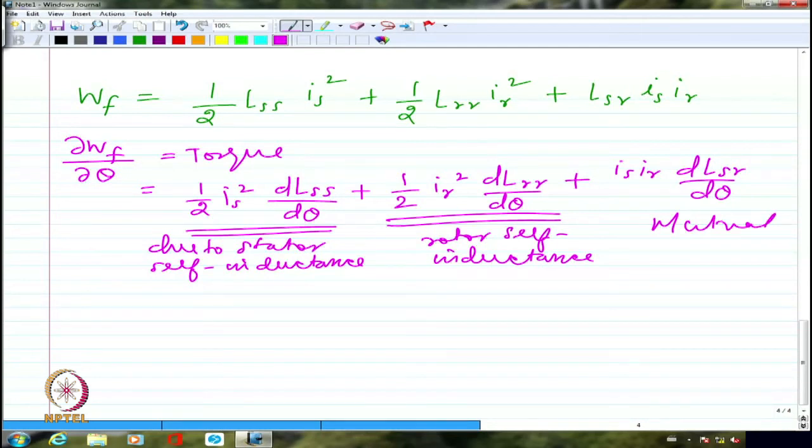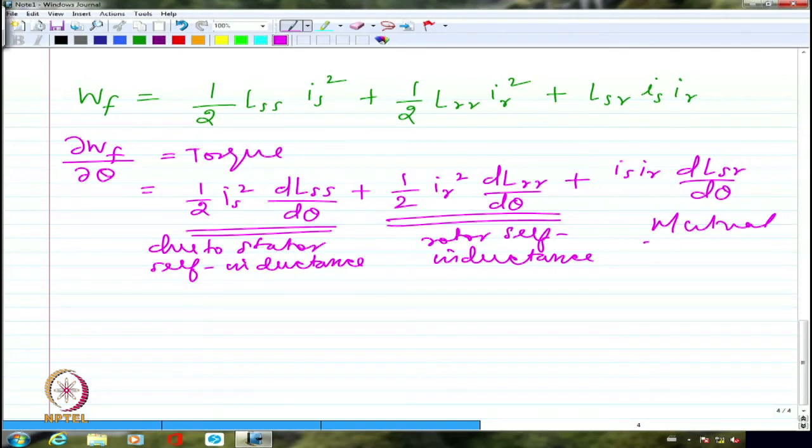Right? How can you assume LSR to be a constant? So LSR definitely is not a constant. It's very clear from this that dLSR by d theta is the one which is really contributing towards the torque, because of the interaction between the stator and rotor currents. If both of them are carrying current, I will definitely have interaction between the stator and rotor currents and their mutual coupling also. That is what is producing the interactive torque finally between stator and rotor, and that happens here.